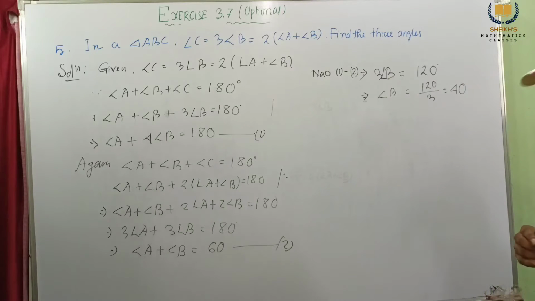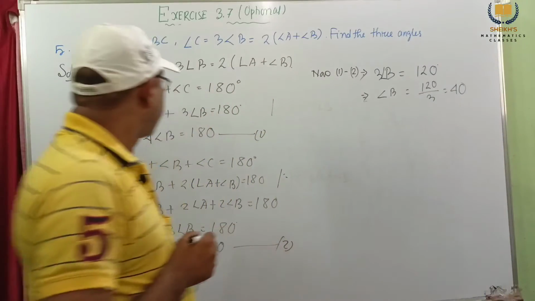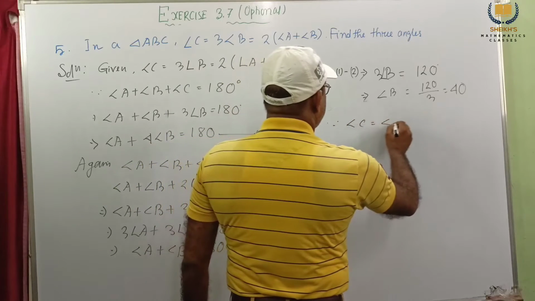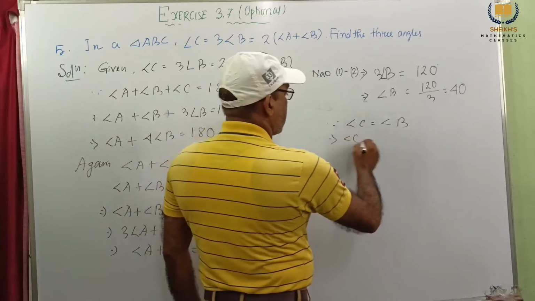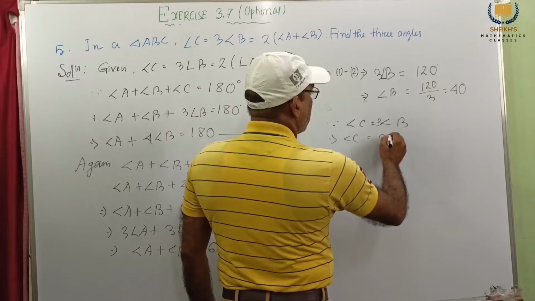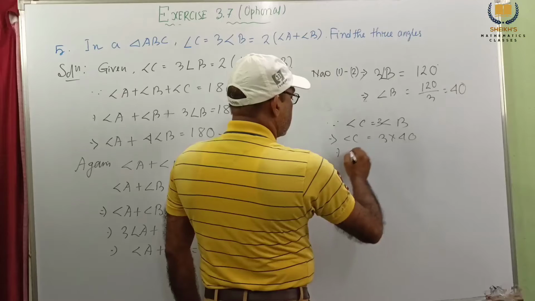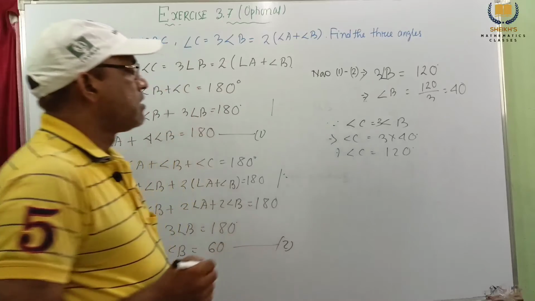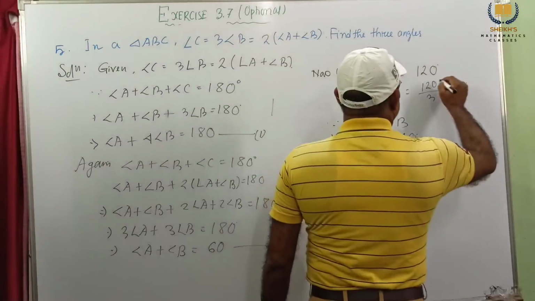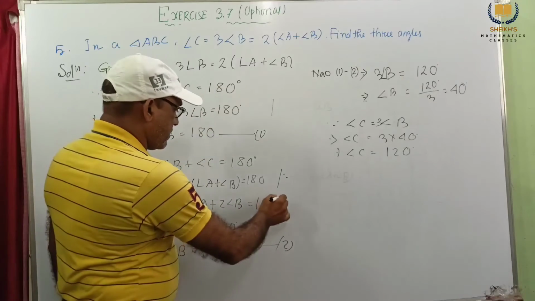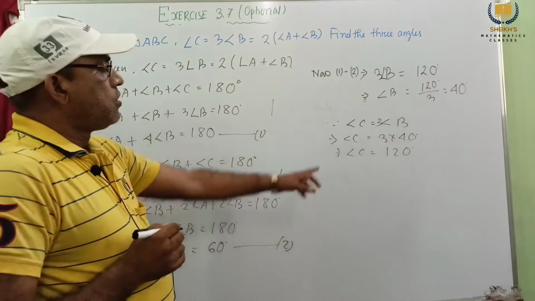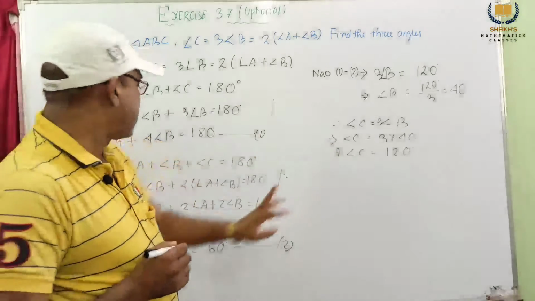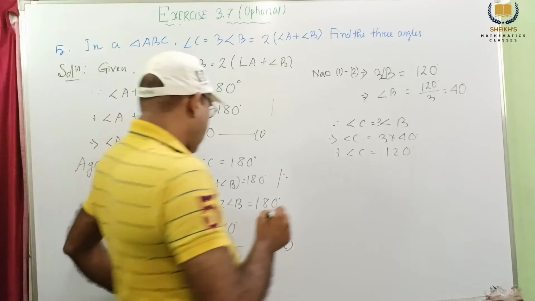We get 40. And putting the value of B here, since C equal to 3 times of B, this implies C equal to 3 into 40. This is C equal to 120 degree. So we get this measurement, and these are degrees. So C we get. Now we want to find what? B and C we get. We want to find A in 2.